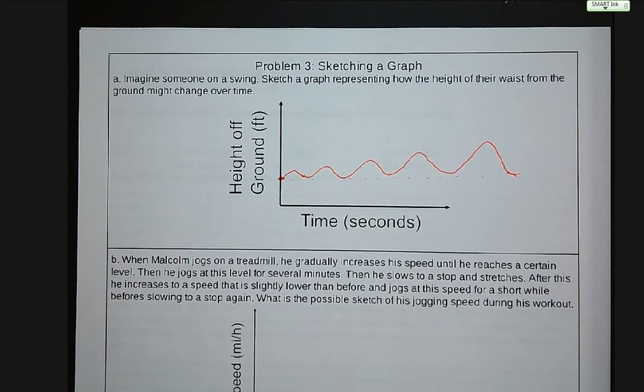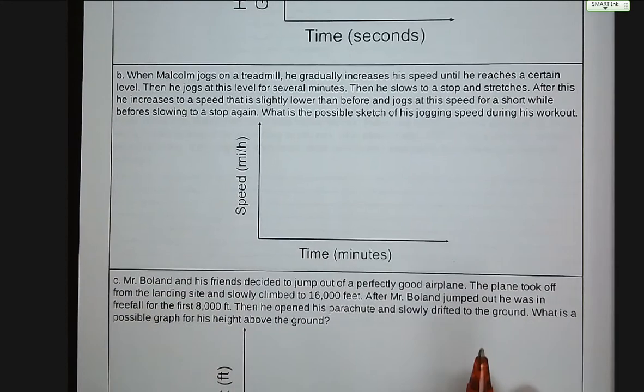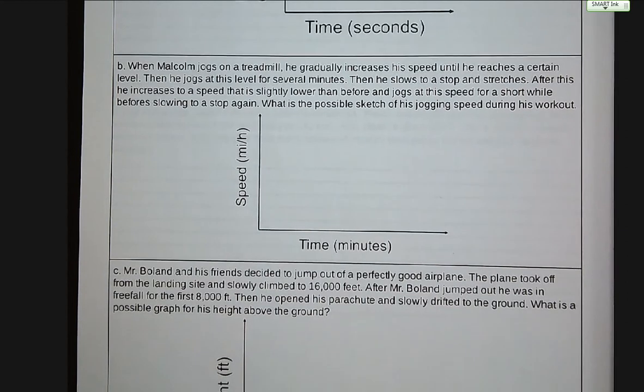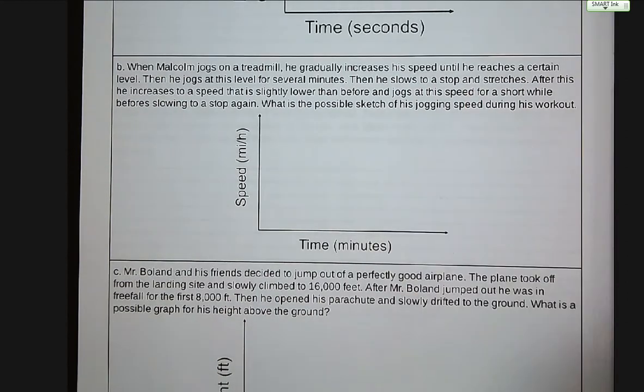Okay? So letter B, when Malcolm jogs on a treadmill, he gradually increases his speed until he reaches a certain level. Then he jogs at this level for several minutes. Then he slows down to a stop and stretches. After this, he increases to a speed that is slightly lower than before and jogs at this speed for a short while before slowing to a stop again. What is a possible sketch of his jogging speed during his workout?